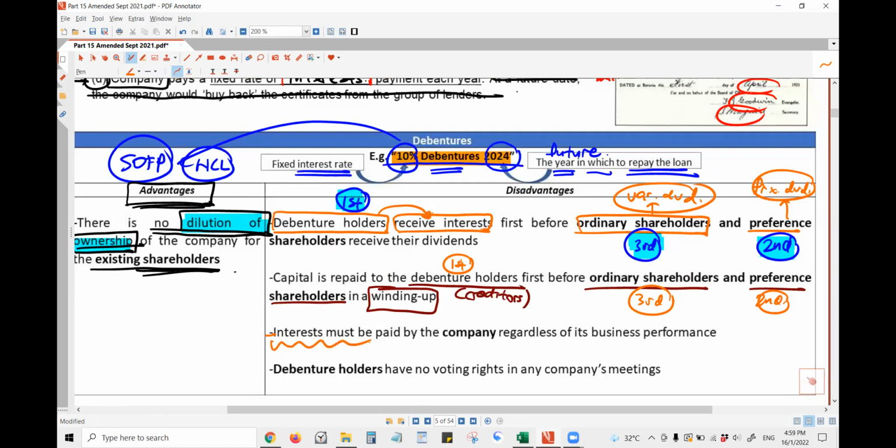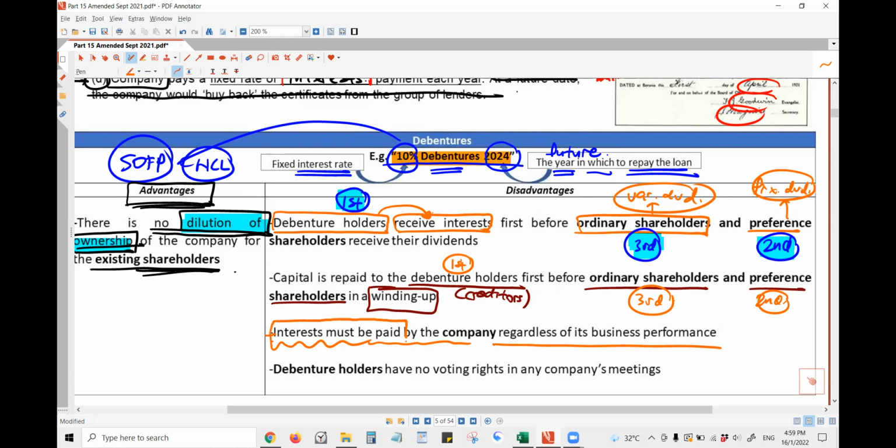Interest must be paid by the company regardless of its business performance. Don't you think so? When you have borrowed money, you must pay interest, right? You cannot say that this year's business is not good, so I don't want to pay interest. Can you do so? No. In real life, when you have borrowed money to buy a car, can you say that you don't want to pay for the installment when there's COVID? No, right? So you must pay interest.